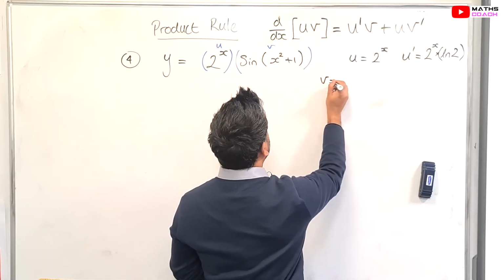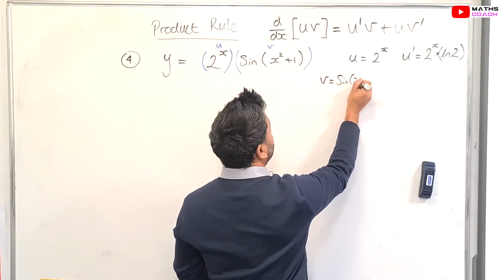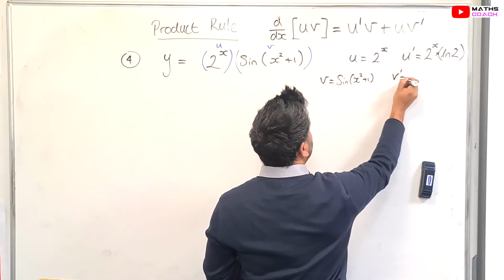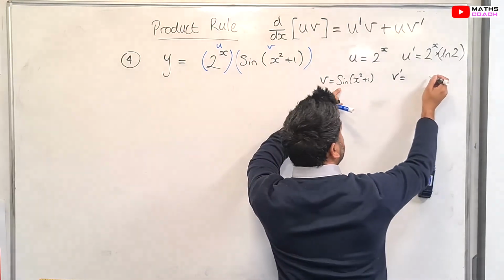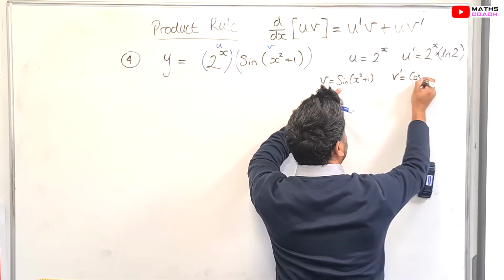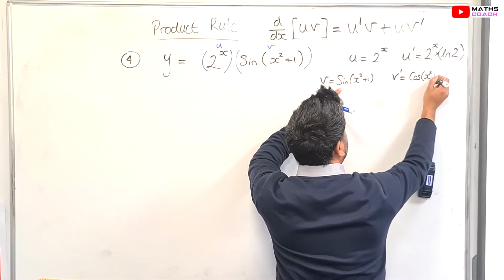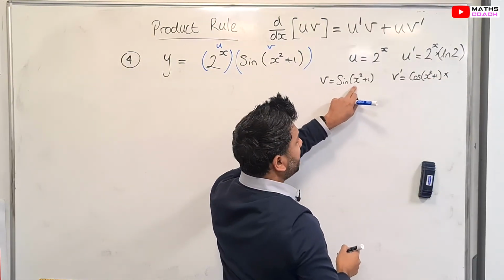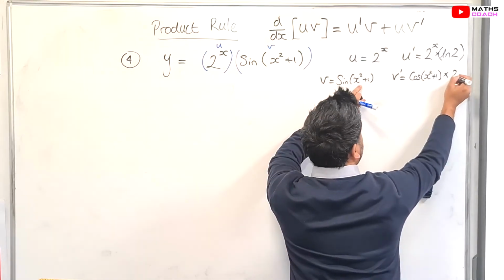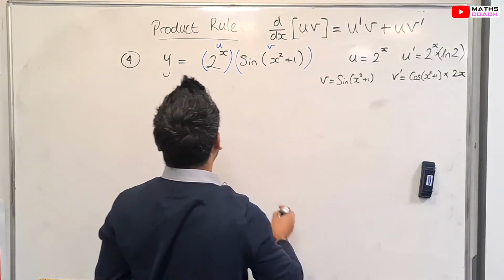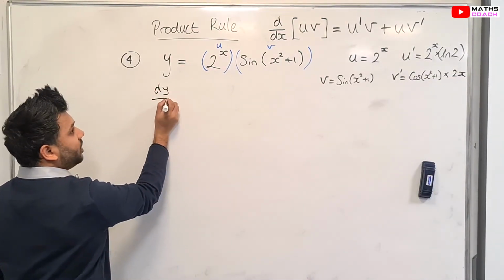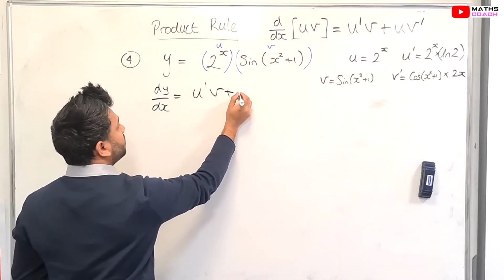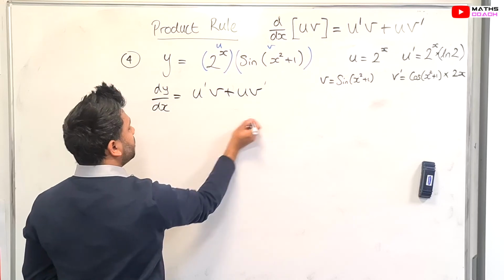So v equals the sine of x squared plus 1. Therefore, v dash would be equal to, sine differentiates into a cos, so it gives you cos of x squared plus 1. And then you times by the differentiation of what's inside the bracket, and if you differentiate that, that gives you 2x. So dy by dx is equal to u dash v plus u v dash.